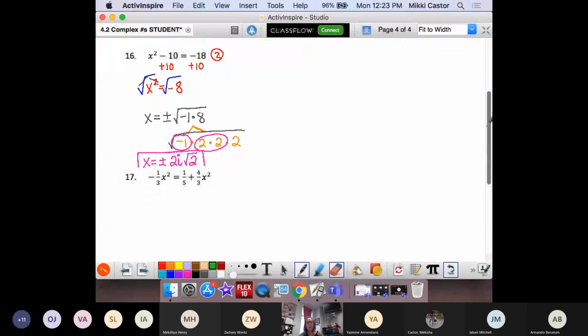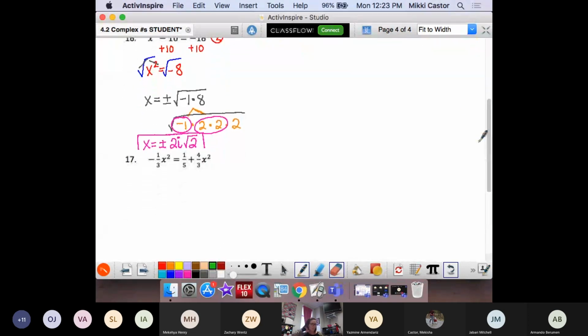Last example problem, and this one's probably a little bit icky, maybe a little bit mean, but I know we can work through it. You guys will be just fine. So I'm actually going to write it over here to give myself a little extra room. Equals 1/5 plus 4/3 x squared.